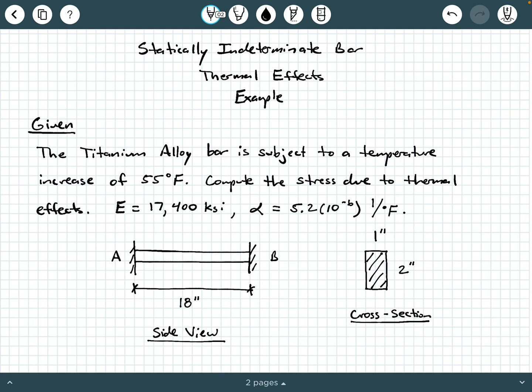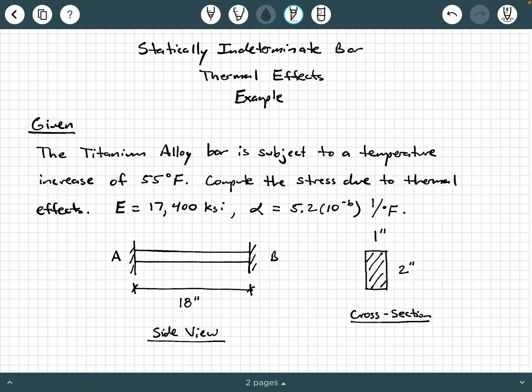So let's get started. In the given information, we're being told that a titanium alloy bar is subject to a temperature increase of 55 degrees Fahrenheit. And then we're being asked to compute the stress due to thermal effects. We're given a modulus of elasticity of the bar material as 17,400 KSI, and we're given a coefficient of thermal expansion of alpha equals 5.2 times 10 to the minus 6, 1 over degrees Fahrenheit.